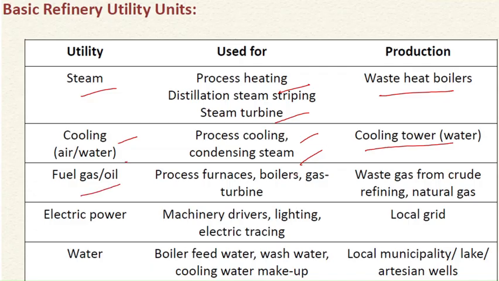Then fuel gas and oil. It is produced as fuel gas from crude refining and natural gas, and it is used as process fuel in boilers and gas turbines, etc. Then electric power is one of the most crucial requirements. It is taken from the local grid, and it is used for the running of different machinery.